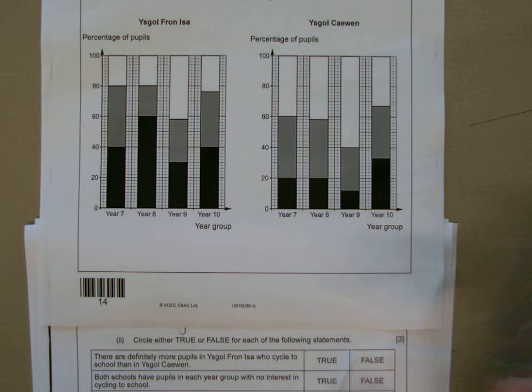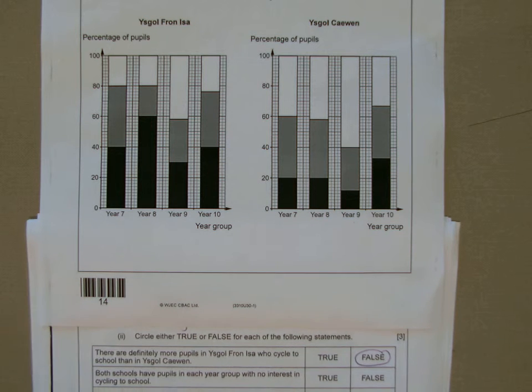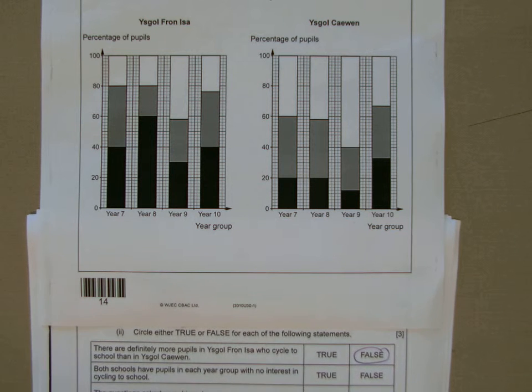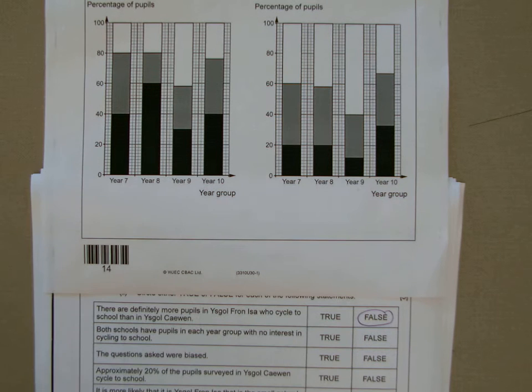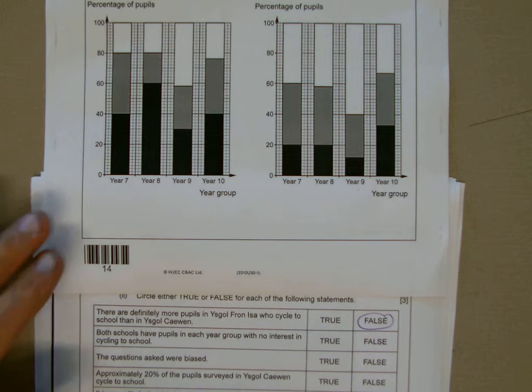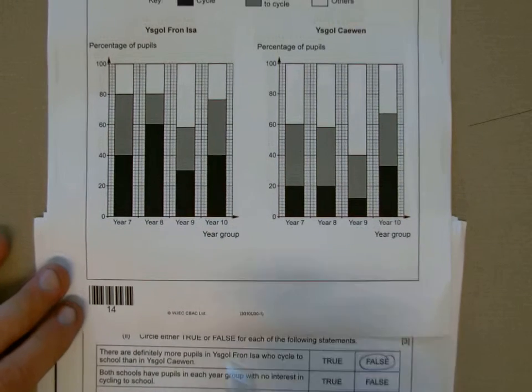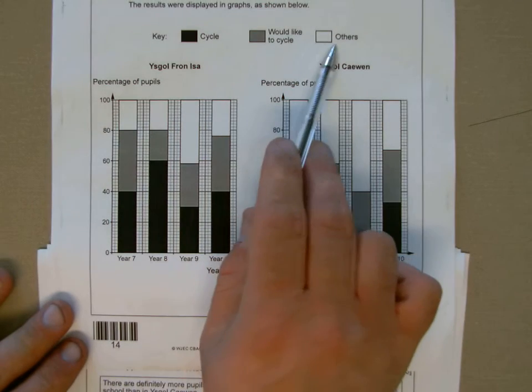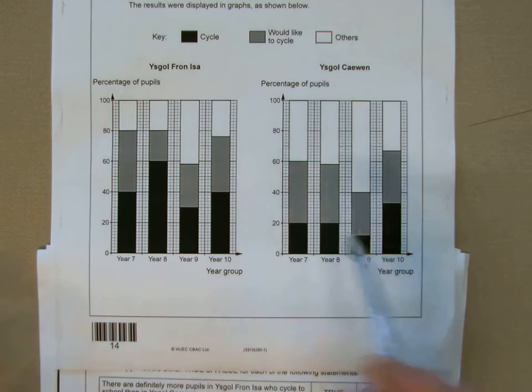So we have to circle false there, because it's not definitely, it could be, but it's not definitely. Next: both schools have pupils in each year group with no interest in cycling to school. Well, let's have a look. Yeah, I agree, because if you think about it here, no interest, that would be others, wouldn't it?